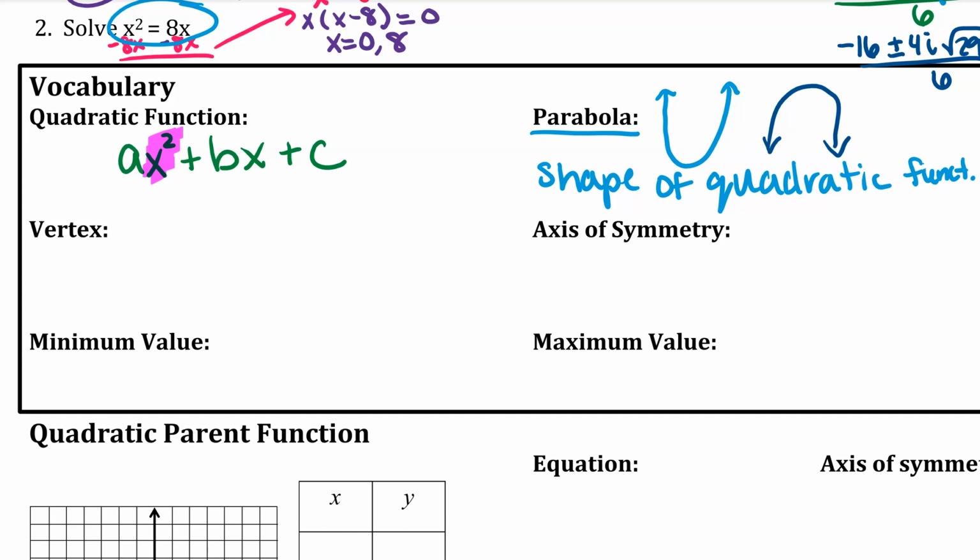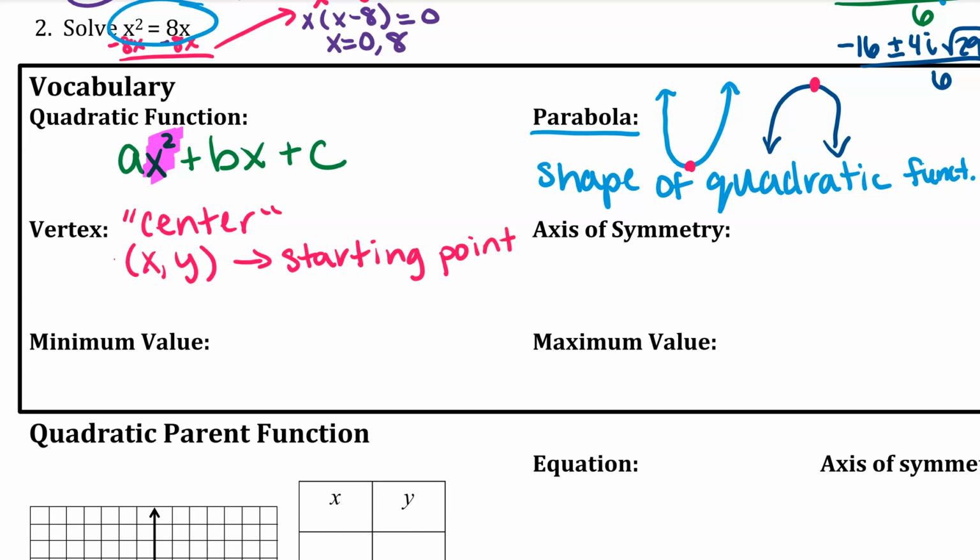Every single parabola has a vertex. Now the vertex is like the center of your graph. So it's usually the very, very bottom or the very, very top of your parabola. So your vertex is like your x and your y. It's kind of like the starting point of your graph as well.